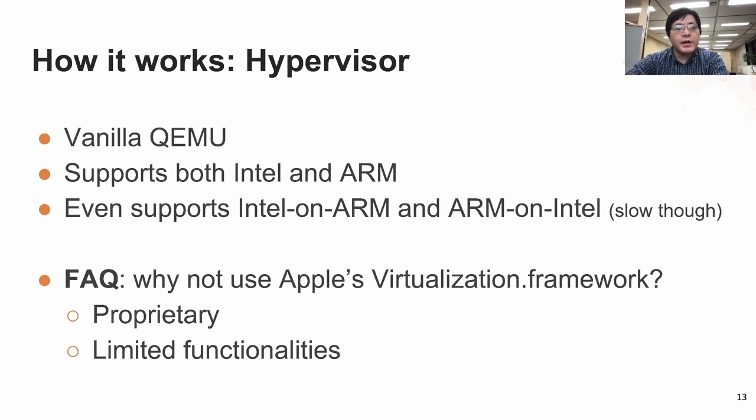Let's take a look at how it actually works. The hypervisor part is just vanilla QEMU. We chose QEMU because it's free, open source, covers both Intel and ARM, and has a lot of features. We avoided using Apple's virtualization framework because it's proprietary and lacks some functionalities such as UEFI and legacy BIOS. This is not a huge deal when you already have a vmlinuz kernel and initrd, but we wanted to just use UEFI and GRUB. So Apple's virtualization framework didn't satisfy our requirement.